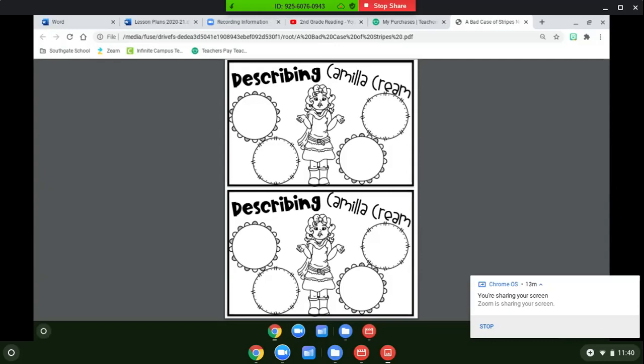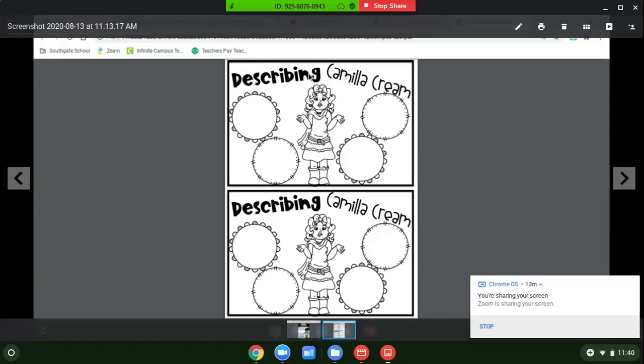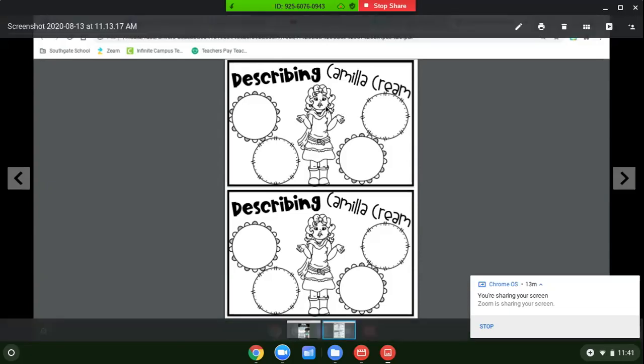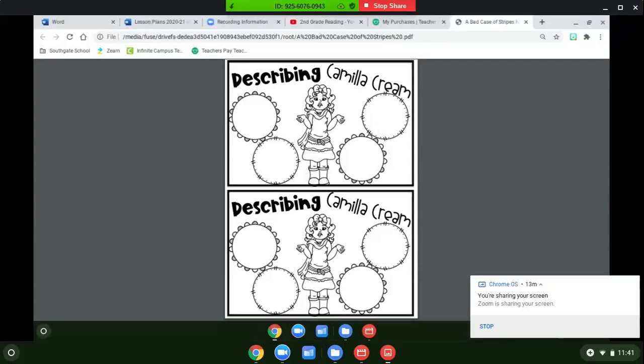So you're going to go ahead and do this half sheet. We are describing Camilla Cream using adjectives. That's our word for today, because she is our main character in the story A Bad Case of Stripes. So once you get your 4 adjectives in there, then you can turn that paper into me digitally. There will be a button on your screen that I think says turn in or something like that. I have to play around with that a little bit myself. And then that'll just get sent right back to me, and I will see that you have finished that work for today.